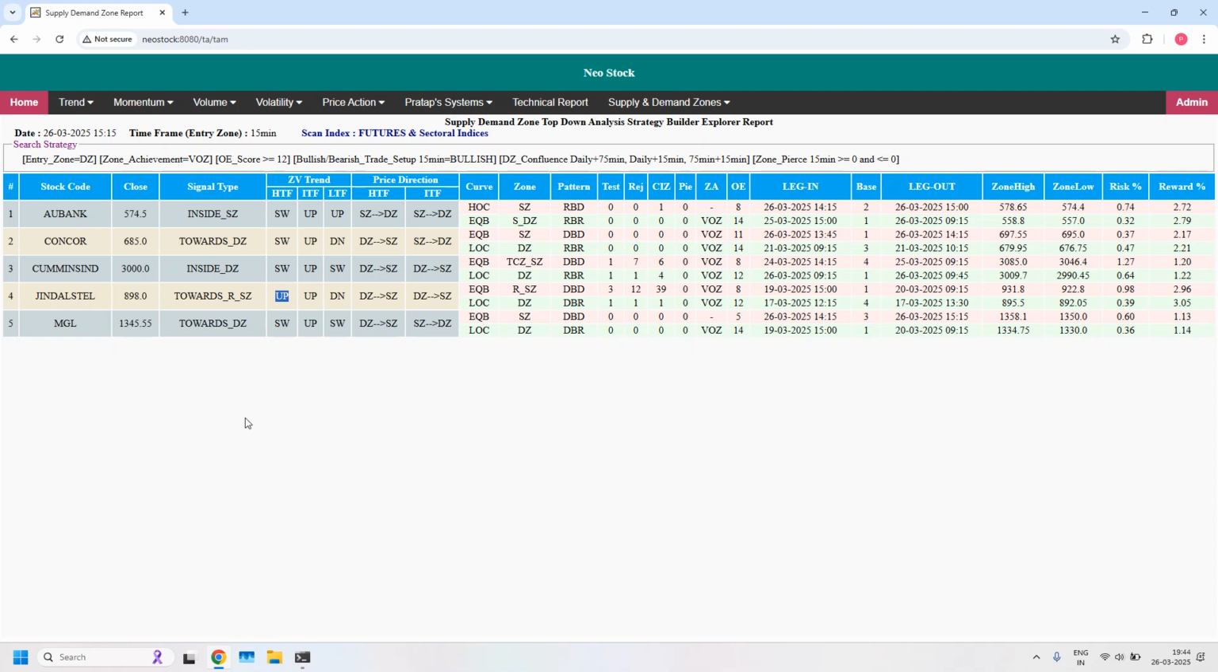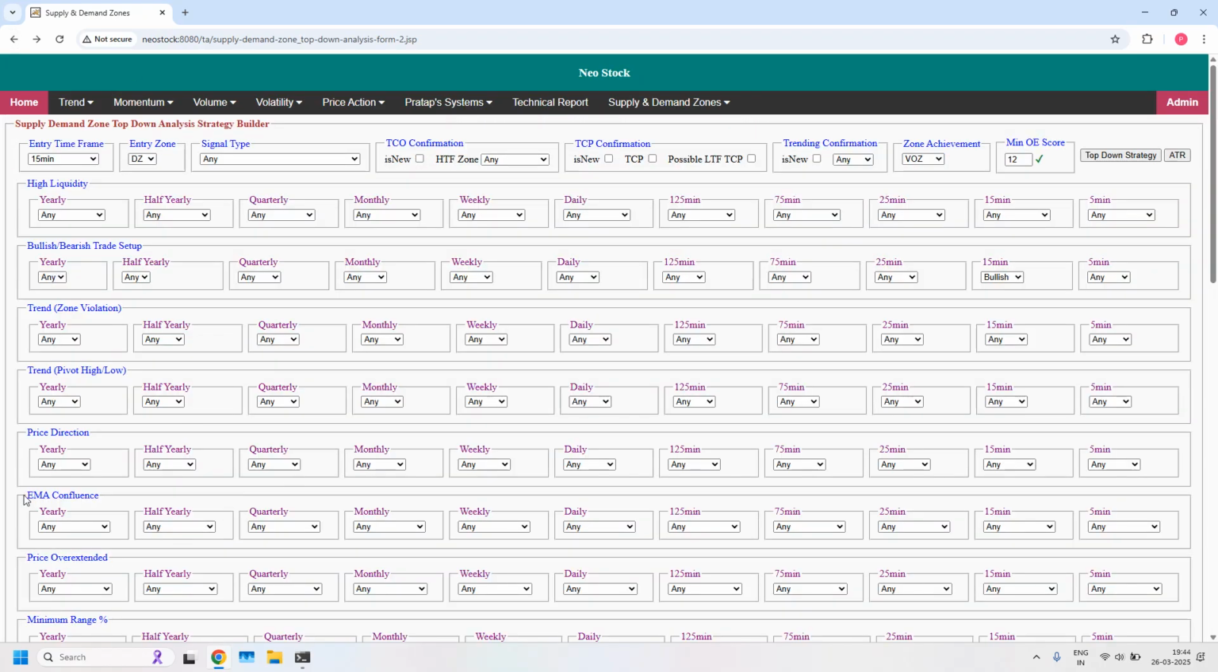If EMA confluence is there, then it is even higher probability. Sideways we have to eliminate because EMA confluence doesn't make any sense in a sideways trend. So that is the reason why, in the EMA confluence at daily time frame, I am selecting whether the daily demand zone has daily EMA confluence or not. At the same time, the trend on the daily should not be sideways. It can be uptrend because it is a bullish trade setup.